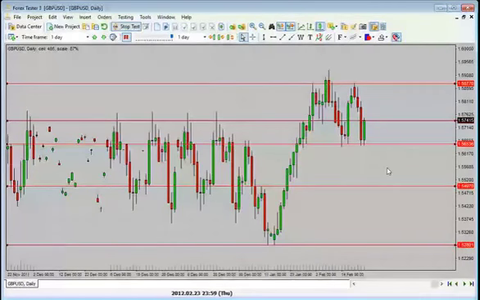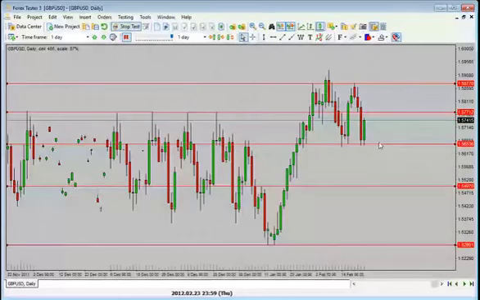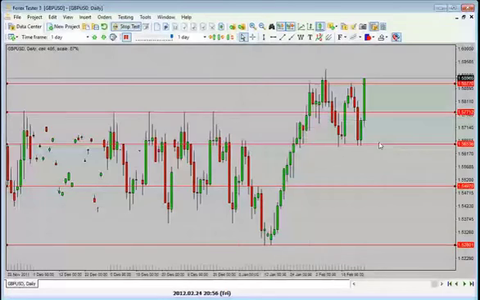So first, okay, we have a pullback here. Looking for price to drop from here, it could go into this level here. So I would watch out for that. Let's take a look. Oh, wow. It looks like a volatile market. Okay, so now we are into the high here. That's quite a move. So it looks like something was going on.